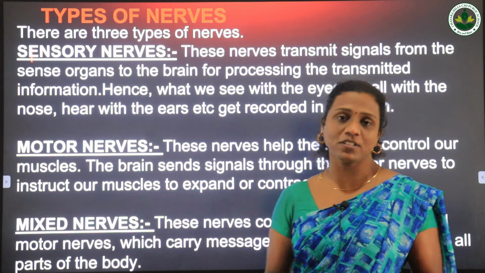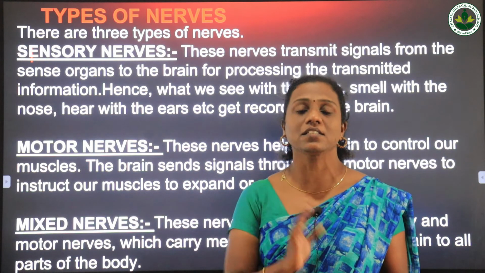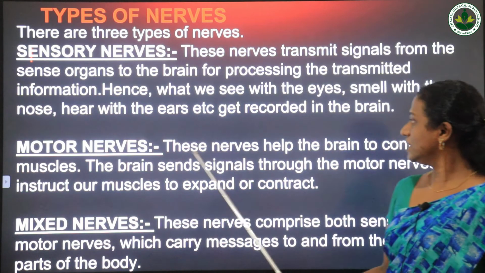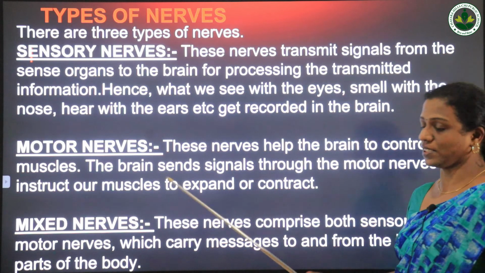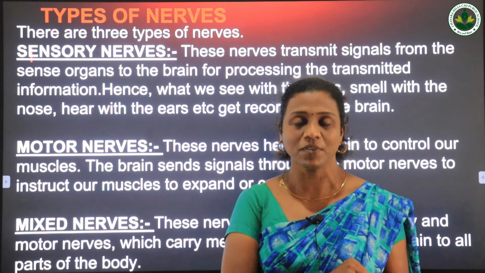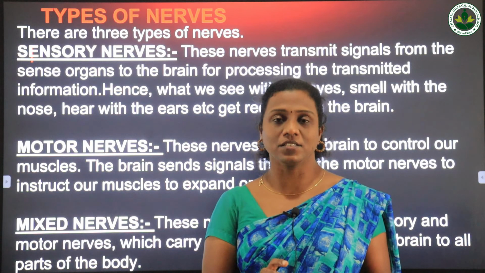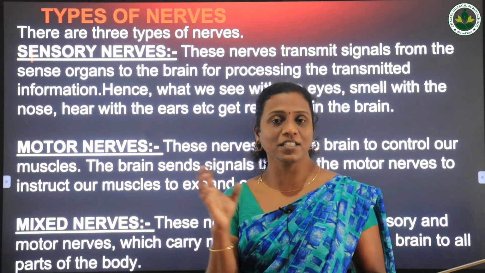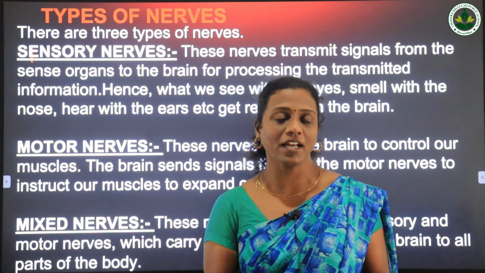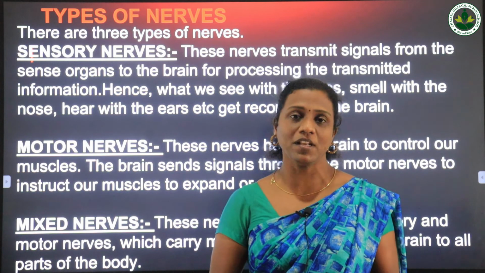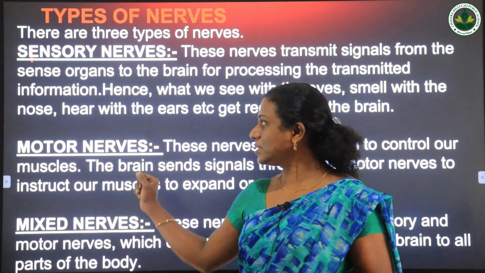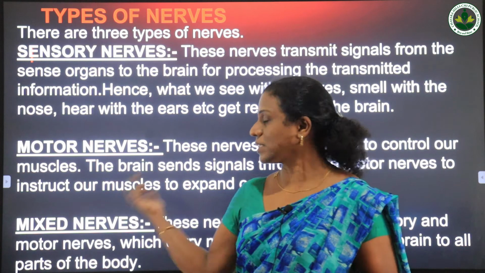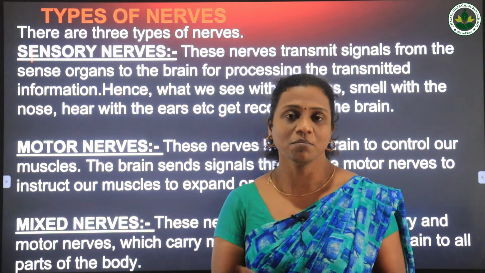And next is about motor nerves. From the name also we can understand it is related to motor actions. That means it is related to muscles. These nerves help the brain to control our muscles. We already studied in the muscular system, muscles contract and relax for a particular body movement. When we are moving our body parts, the muscles related to that particular body part will contract and relax. Then only that body movement will happen. So these motor nerves are actually giving commands to these muscles by sending messages from the brain.